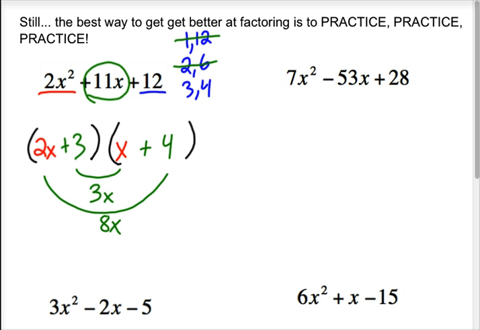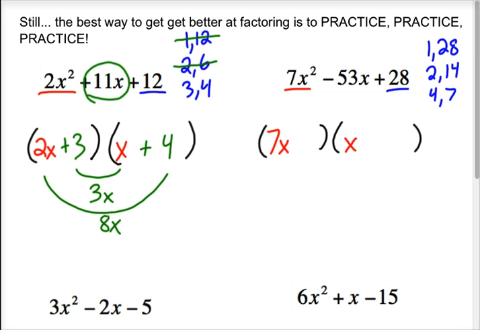All right, moving on to the next one. How do I get 7x squared? Well, 7x squared will come from a 7x and an x. How do I get 28? Well, 28 is 1 and 28, 2 and 14, 4 and 7.